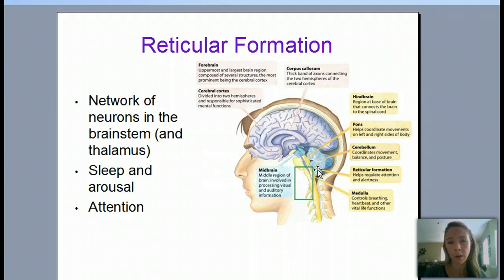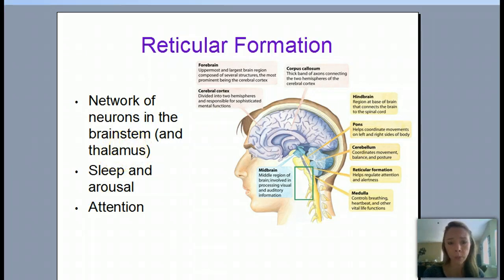This is actually a network of neurons in the brainstem and the thalamus. It kind of goes into both places. Your reticular formation is what keeps you awake and aroused, or awake and aware of what's going on. It keeps your attention. So if you're awake right now listening to this, or if you kind of doze off, your reticular formation is what brings you back to the scene. All right, so sleep, arousal, and attention are my reticular formation. Again, it's that network from my brainstem and into the thalamus.